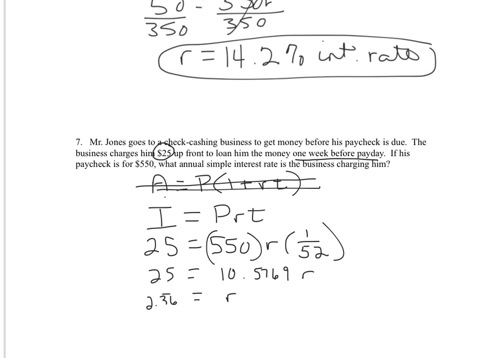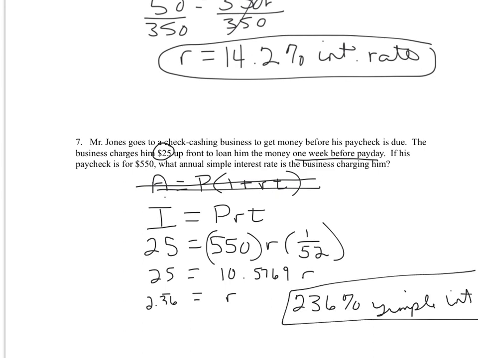Before you think, 2% interest, that's not bad, remember, it's giving you the interest rate in decimal form. To turn it back to percent form, you've got to move that decimal 2 to the right and put the percent sign back on it. That means you are paying 236% simple interest. Okay, that is a lot of interest.